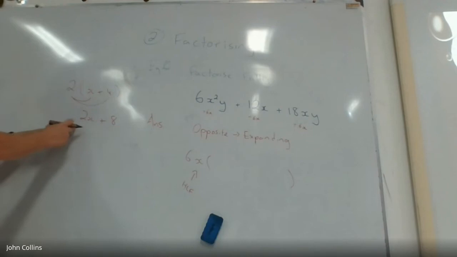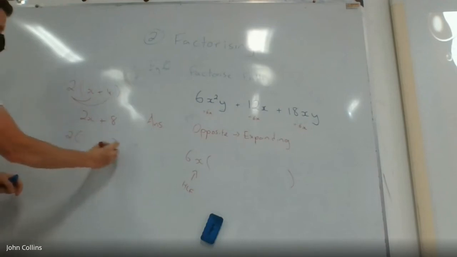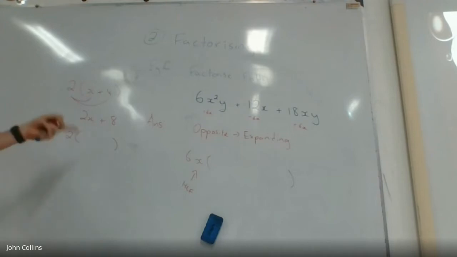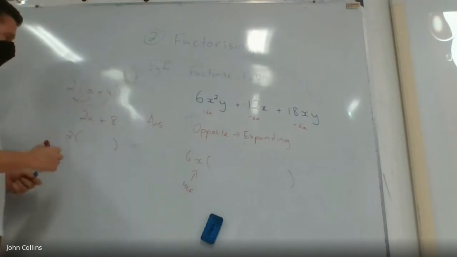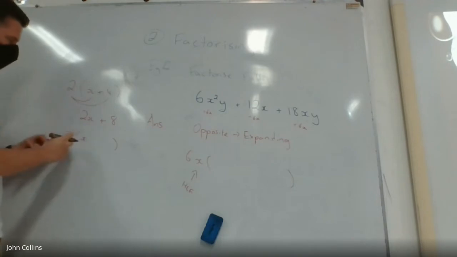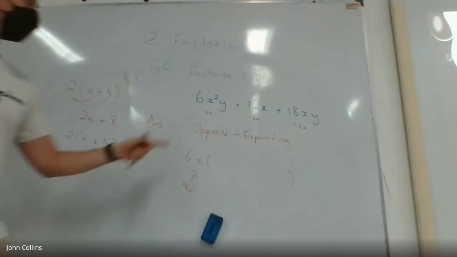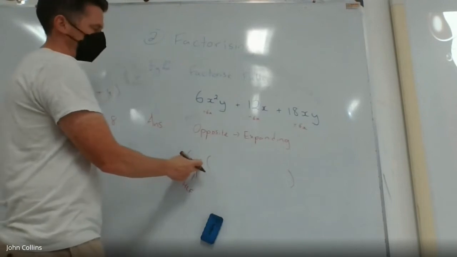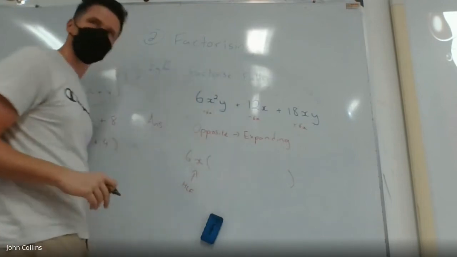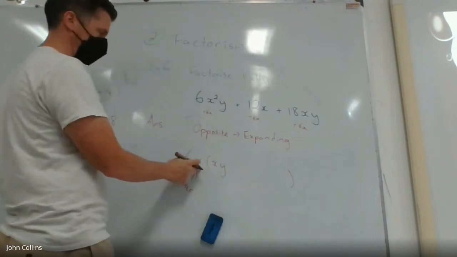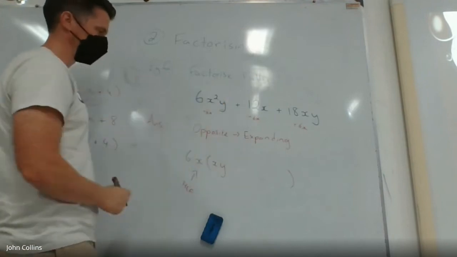A bit like if we factor 2 out of this, what would we put in the bracket? Put a plus there. The signs won't change. In this example, we go 2 times what gives 2x, and we go x. 2 times x gives 2x. And 2 times what gives 8, gives 4. That was that simpler example. Now this one is a little bit trickier. 6x times what gives 6x squared y? Oliver thinks it's xy, and he's right. Because x times x gives x squared, and 6y would be the 6y part.